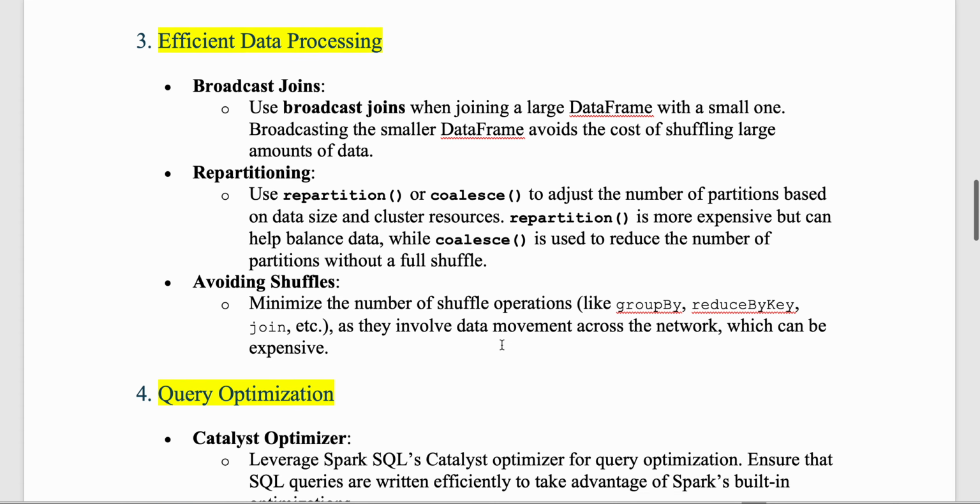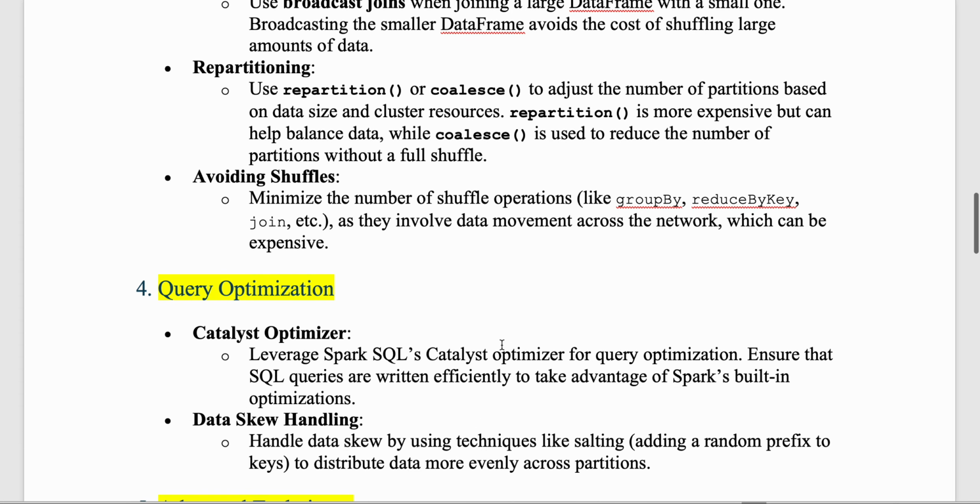Then fourth is query optimization. You can use the Catalyst optimizer, which leverages Spark SQL for query optimization. Ensure that if you are using any SQL queries, they can take advantage of Spark's built-in optimizations. Okay, so based on this you can optimize your query.